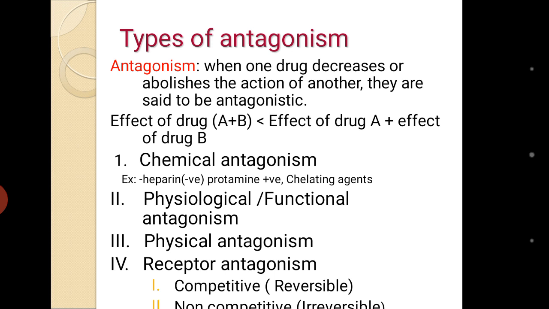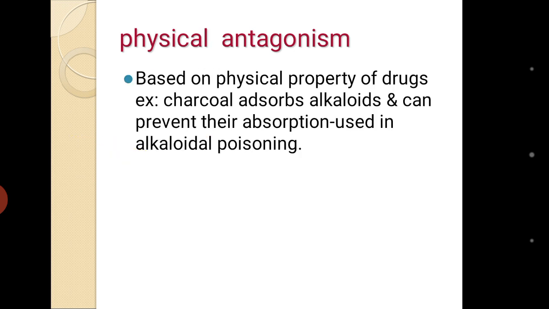What is an antagonist? The action of an antagonist is only to inhibit the effect of an agonist. What is an agonist? It shows a response by binding to a receptor. The agonist will bind, and the antagonist will also bind to a receptor first to show its action. There are different types of antagonism, mainly four: chemical, physical, physiological, and pharmacological antagonism, that is, receptor antagonism. We'll take them one by one.